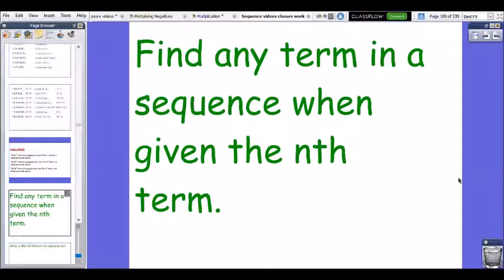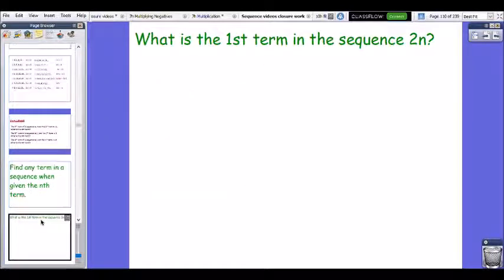Today we're going to be learning how to find any term in a sequence when we have been given the nth term. Let me show you what that means. Okay, we'll start off with a question. My question to you is, what is the first term in the sequence 2n?